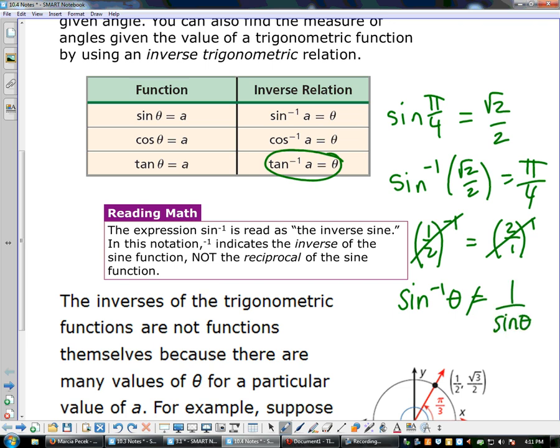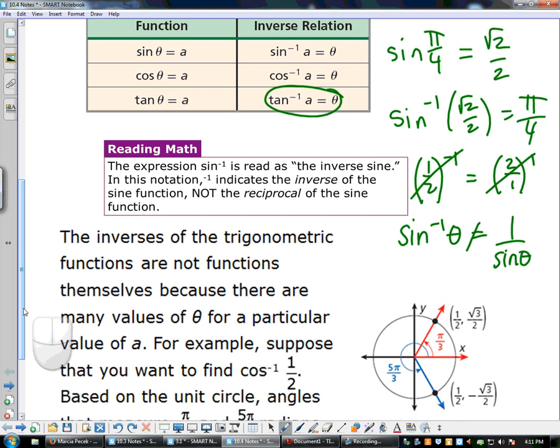When we take a look at the inverses of trig functions, we're going to find out that these are not functions themselves. That means they would not pass the vertical line test, so they would fail that. They'd have more than one y for each x. That happens because for a certain angle, when we are finding the values, there are going to be many values of an angle that would have a specific value for A.